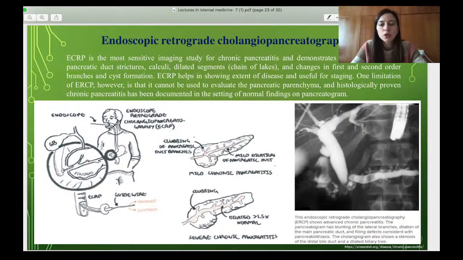One limitation of this method, however, is that it cannot be used to evaluate pancreatic parenchyma, and histologically proven chronic pancreatitis has been documented in the setting of normal findings on pancreatogram. And this method is performed with an endoscope.